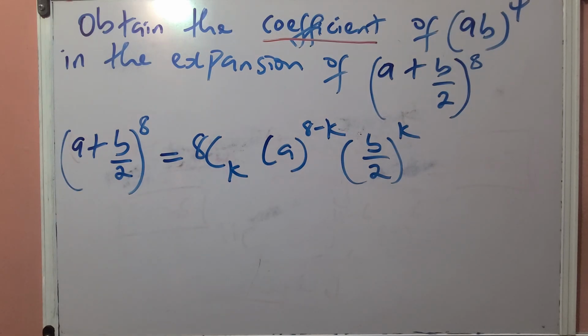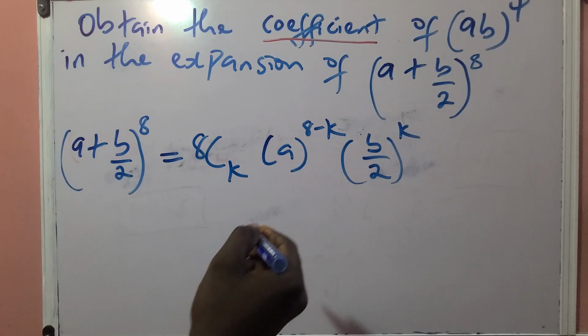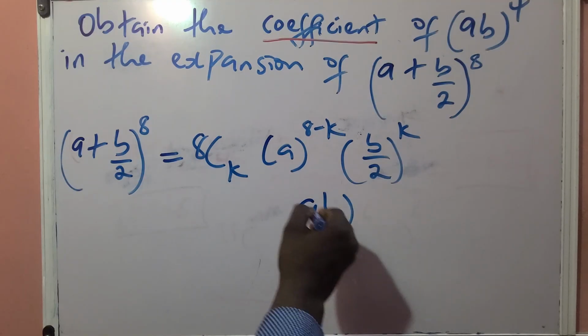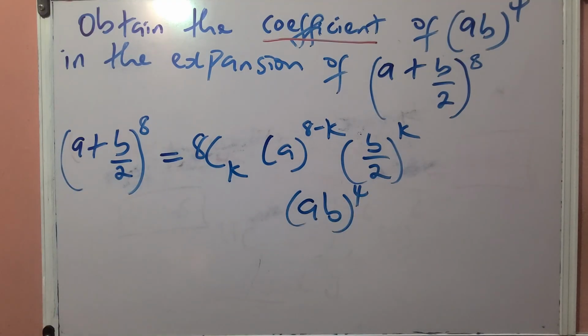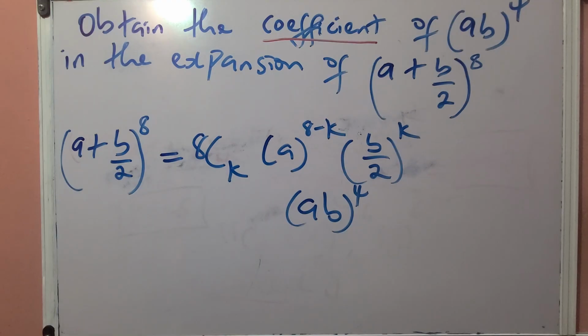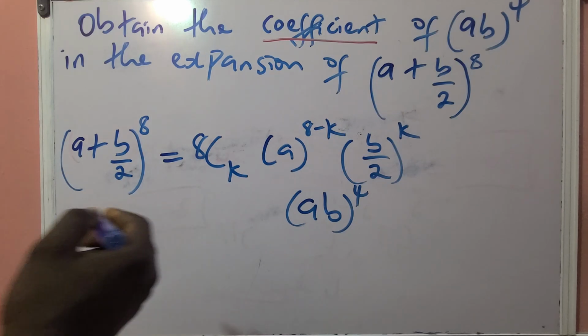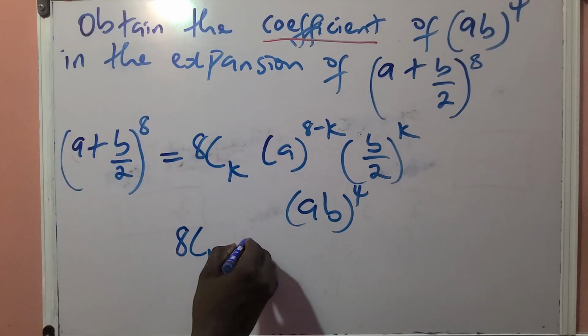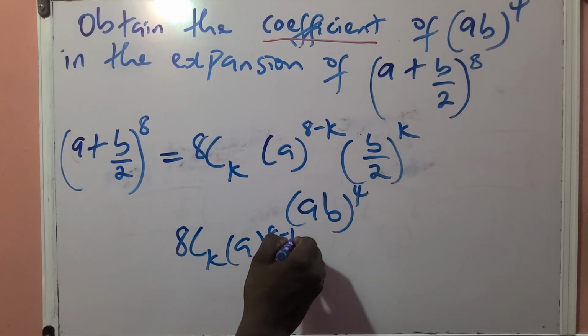So you go on to position the value of what you were trying to find, the variable. This is a group of variable a to the power 4, b raised to power 4. So the next question you have to ask yourself is, what's going to be the value of k for you to produce a to the power 4, b to the power 4? Of course, if you can observe this very carefully, let me try and do something for you to make it clearer. This is 8 combination k. This is a raised to power 8 minus k.